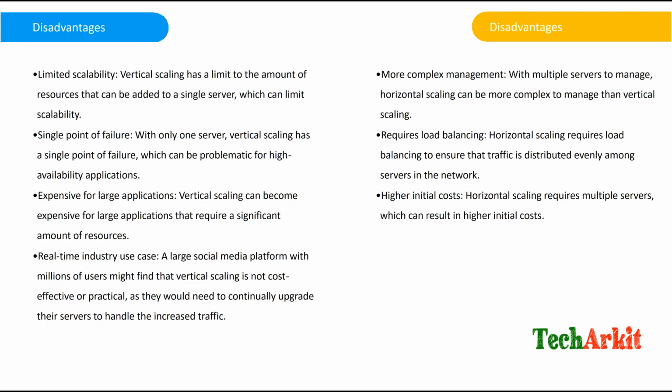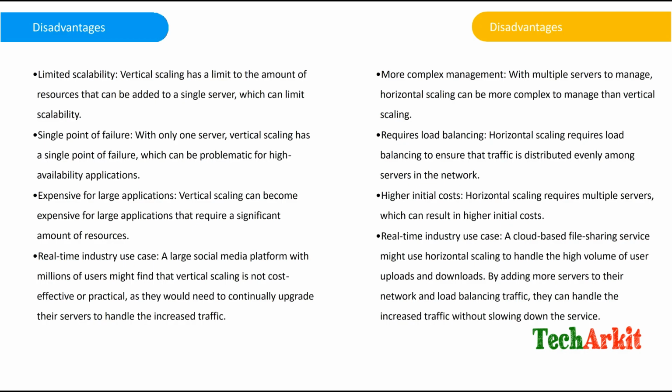Higher initial cost, so you have to purchase a lot more servers. For example, if you want redundancy, of course you have to spend on at least 3 or 4 servers. First you have to purchase, then configure them, right? Horizontal scaling requires multiple servers, which can result in a higher initial cost.